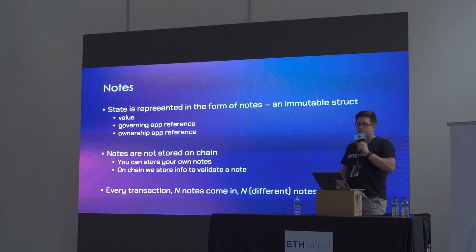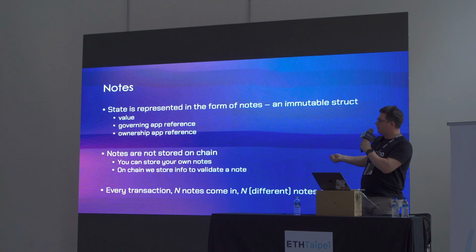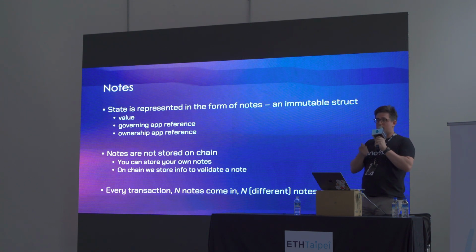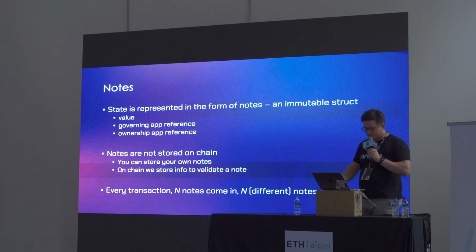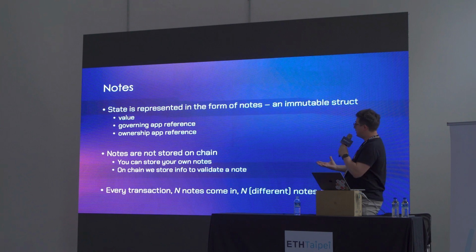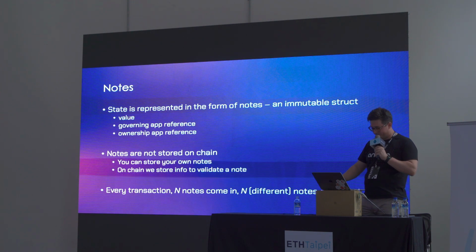Nodes are not stored on chain, they are stored off chain. You can store your own nodes. Finally, we can store our crypto on a thumb drive. And on chain, we only store data to validate a node to make sure that it's legit and it was not yet spent. Every transaction, as it is in UTXO, and nodes come in, and then the same amount of nodes come out.